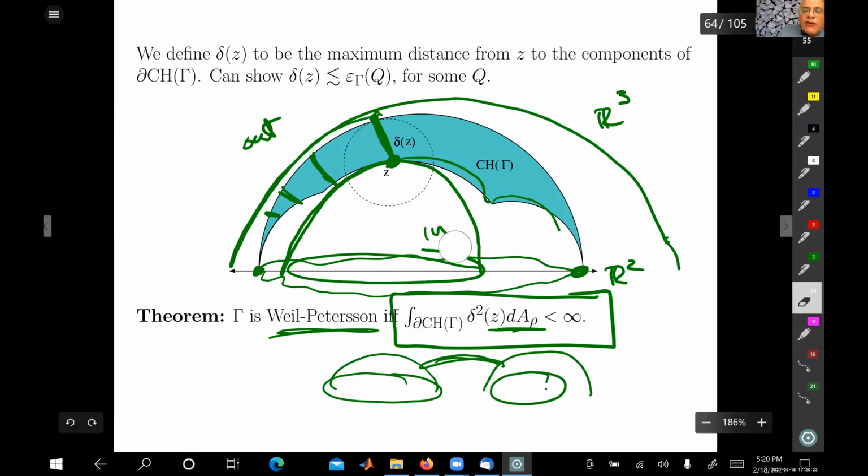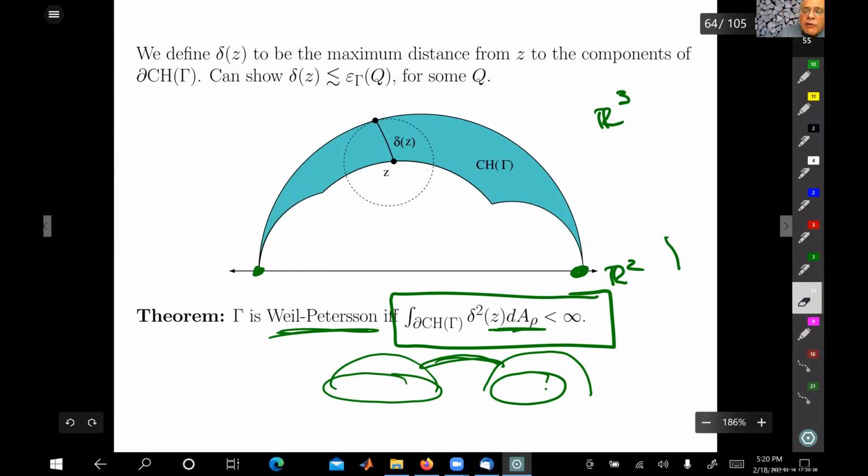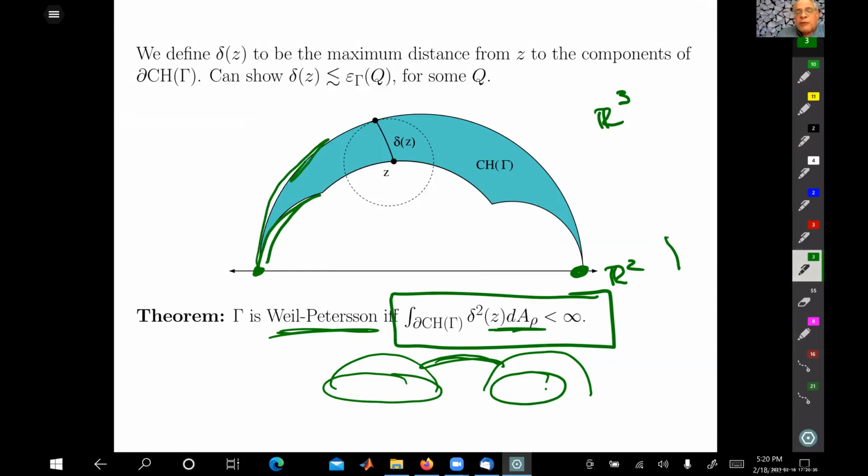Now, one awkward thing about this, it's not quite as pretty as it could be, partly because you have to integrate over the convex hull boundary. And there's two boundaries. There's one here and there's one here. You could integrate over both of them or just one of them. It doesn't really make any difference.